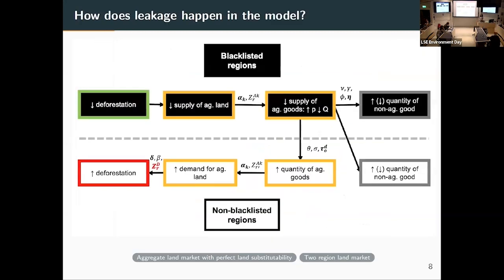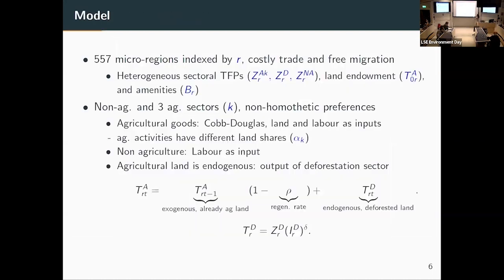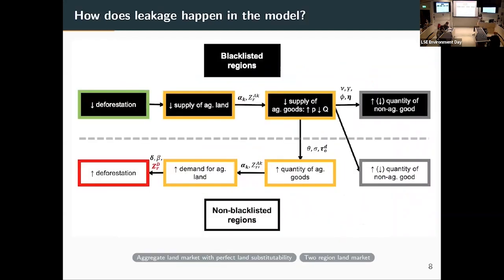Now, how does leakage happen in this model? This is a little diagram that explains what happens. You should think there are some regions that are going to be blacklisted, so they will have a reduction in their productivity of deforestation. Just to look at an extreme case, I'm going to set it to 0. Those regions will see a decrease in deforestation that is mechanical, which will reduce the supply of agricultural land. And then depending on their suitability for different agricultural commodities, that will reduce the supply of different agricultural goods.